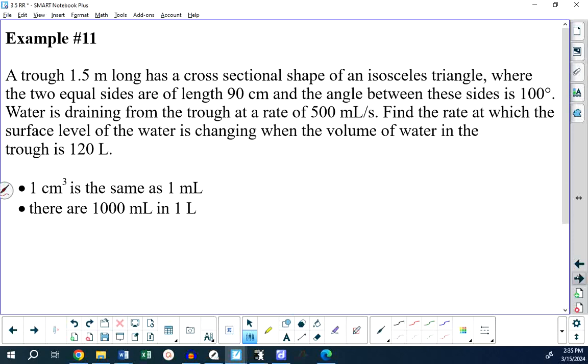So what we're talking about here is something that looks like this, right? It's got a cap on this end and a cap on this end, but that's an isosceles triangular cross shape here. This is 90 centimeters, you're told. This is 90 centimeters, and the angle's 100. Okay? The length of the trough is 1.5 meters. That's this length.